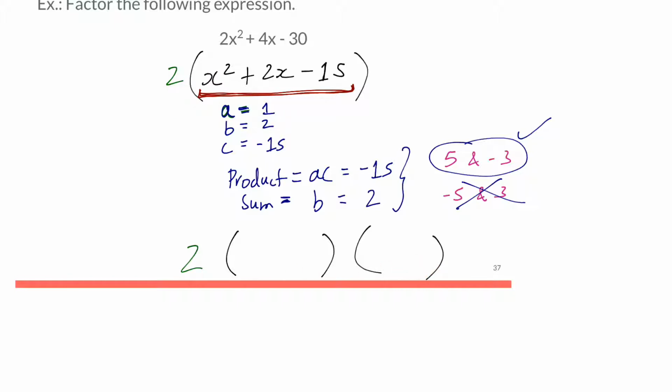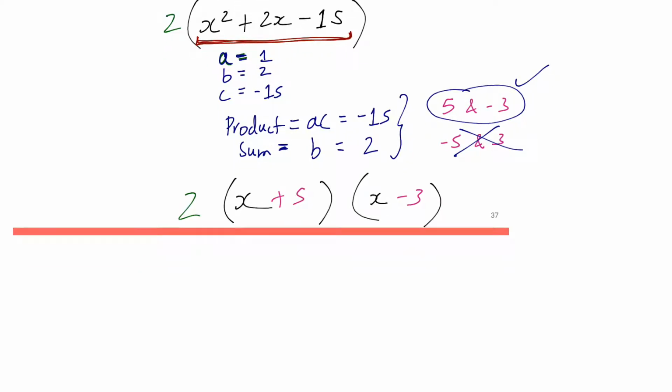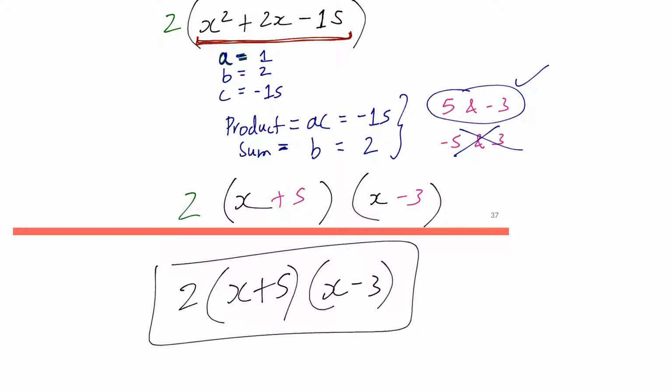How many of you are sure about what needs to go inside the bracket? Okay, so x, and what else is there? Plus 5 and minus 3. Yeah, and it doesn't matter where you put the plus 5, where you put the minus 3. You could put negative 3 here, plus 5 here, or you could put plus 5 here and negative 3 here. It's fine. So your final answer is this, but I'll just rewrite it. It's 2 times x plus 5 times x minus 3. That is the final answer.